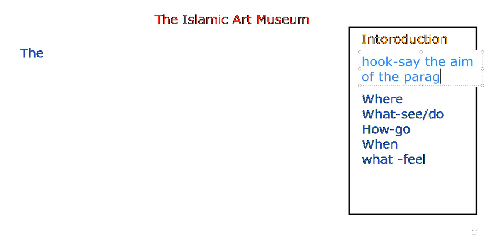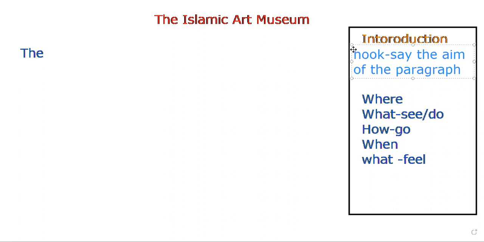What's the meaning of aim? It means say why you write this paragraph. What will you talk about in this paragraph? So this is the introduction. And then this is the body of the paragraph.